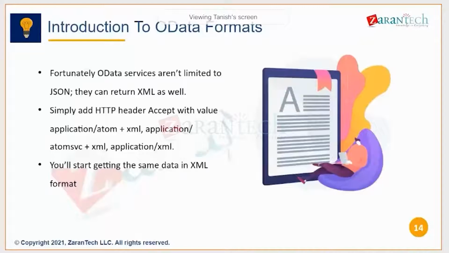And the introduction to OData formats. Fortunately, OData services aren't limited to JSON. They can return XML as well. So like we discussed, it can be in two formats, and simply add HTTP header accept with the value application atom XML. These are all some parameters that you will use when you are using tools like Firefox, REST APIs and all that. So I'll show you how to test these services using Firefox or anything. You start getting the same data in XML format also.